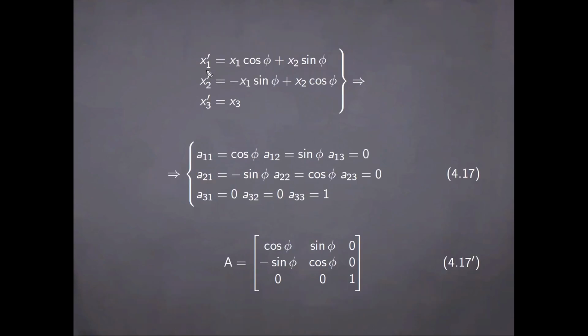Therefore, if we write the primed coordinates, so the rotated ones, in terms of the fixed coordinates, we can identify the elements of the transformation matrix and write it accordingly as the familiar expression here.